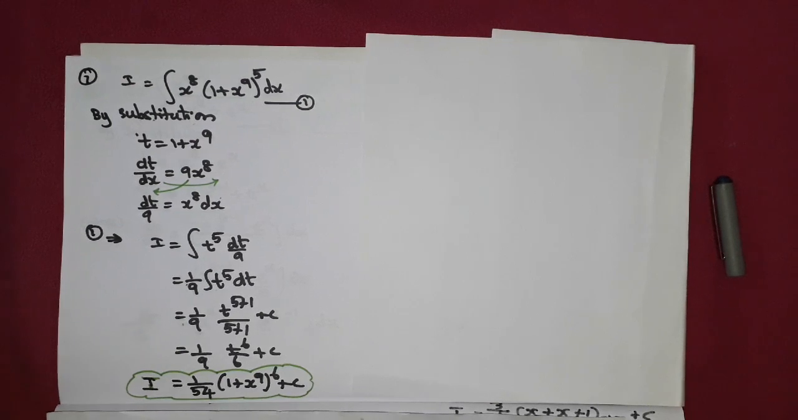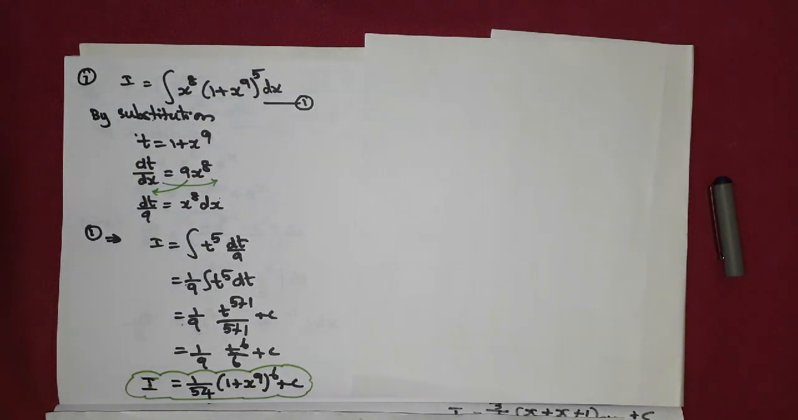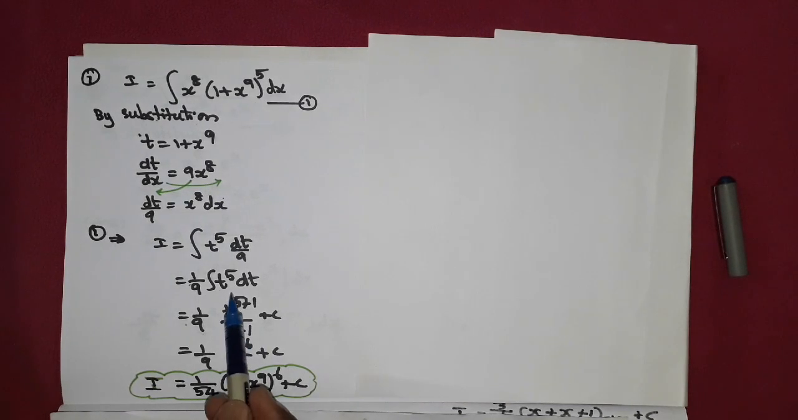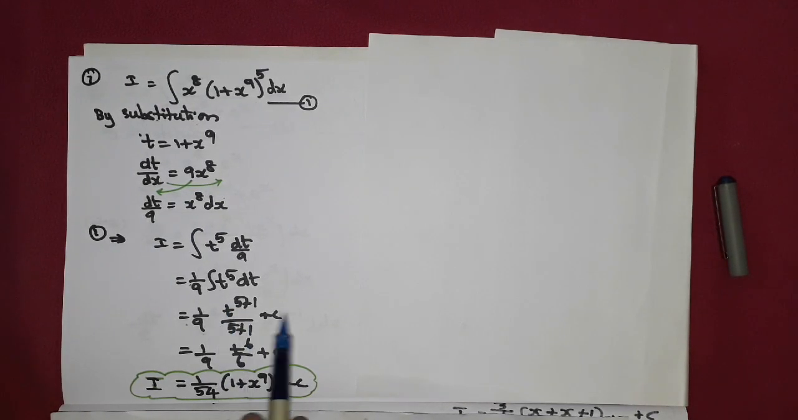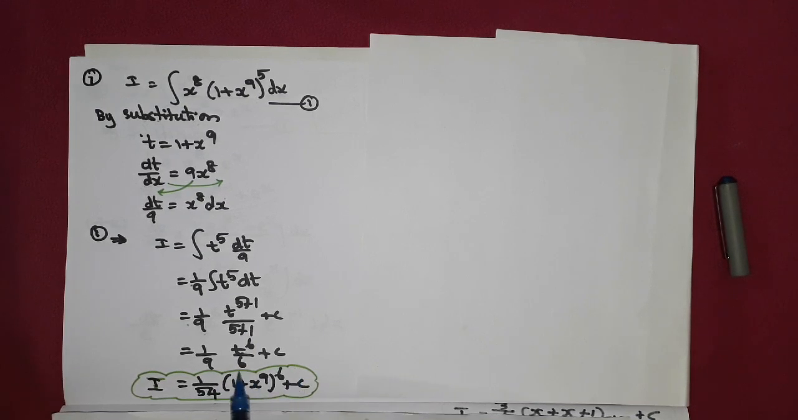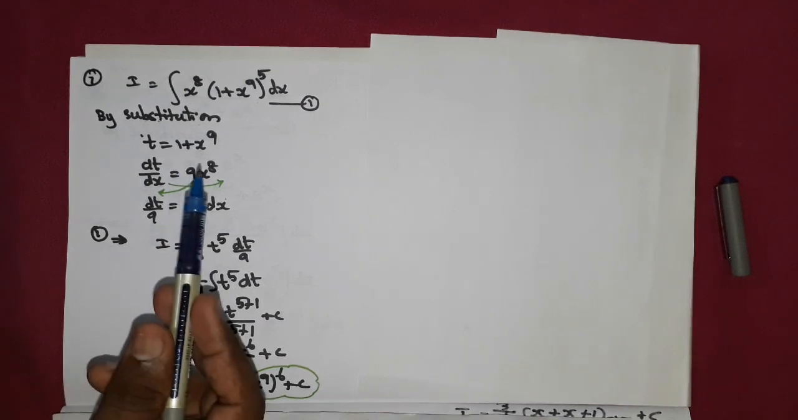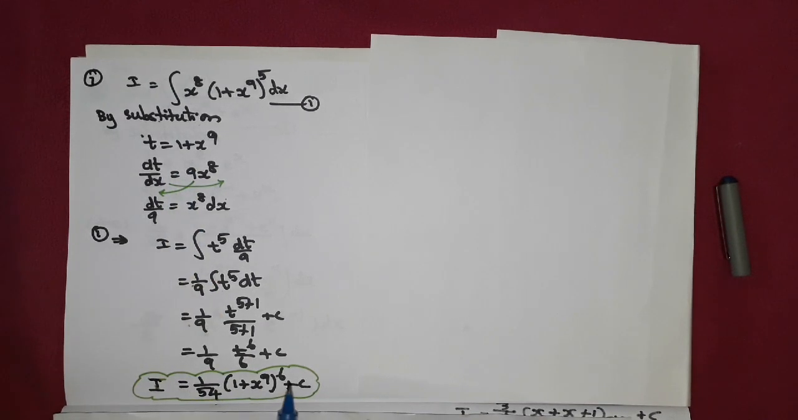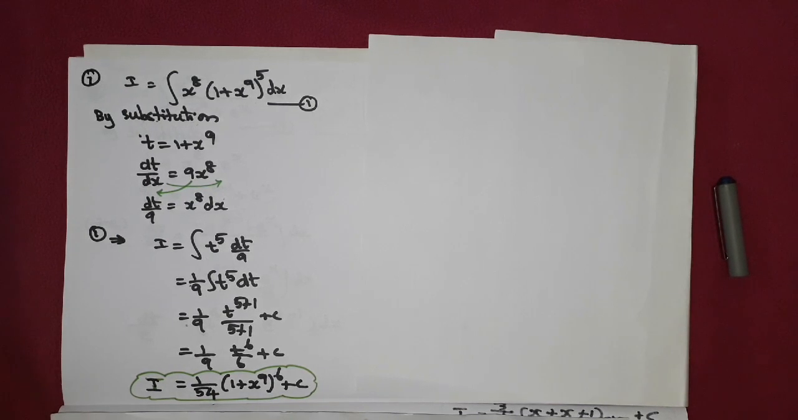It looks like x power n. When you integrate x power n, the answer is x power n plus 1 by n plus 1. So t power 5, when you integrate, t power 5 plus 1 by 5 plus 1 plus c. So t power 6 by 6 plus c. 6 into 9, 54. So t is nothing but 1 plus x power 9, the whole power 6. So the answer is 1 by 54, 1 plus x power 9, the whole power 6 plus c.